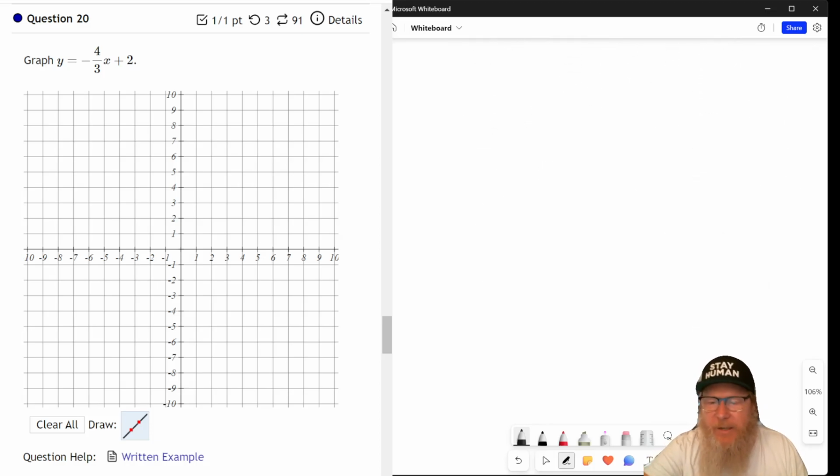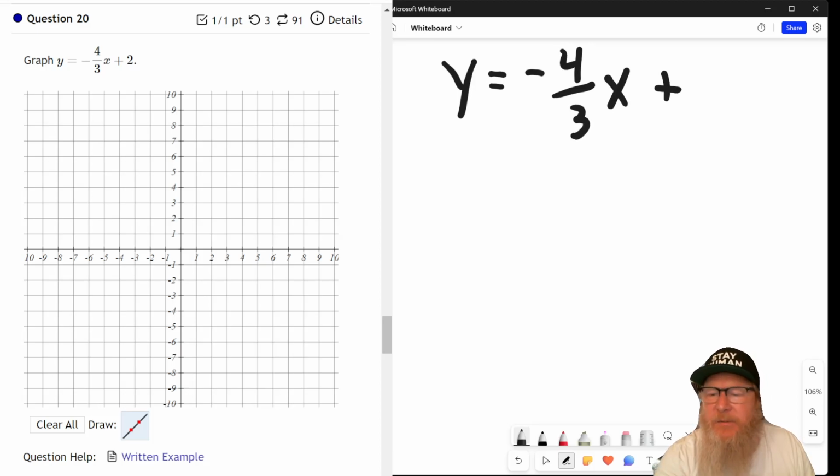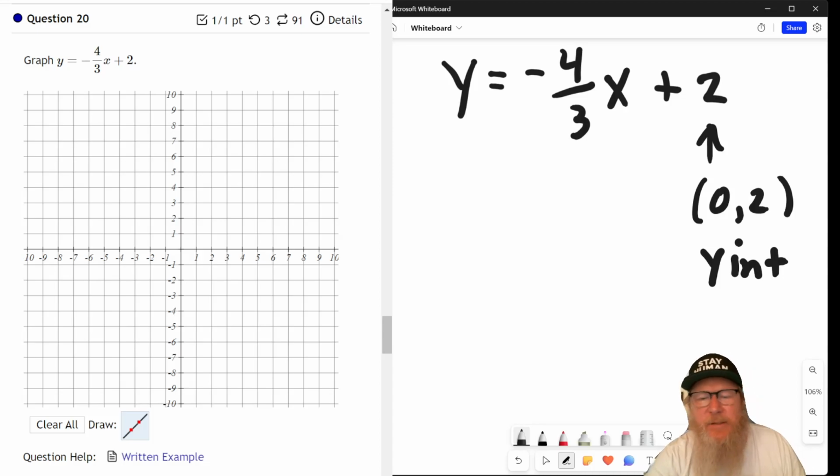So I can show you really quickly. Same basic process. We got negative 4/3 x plus 2. So our free point is 0, 2. That's our free y-intercept. So we'll start with that. 0, positive 2. So right there.